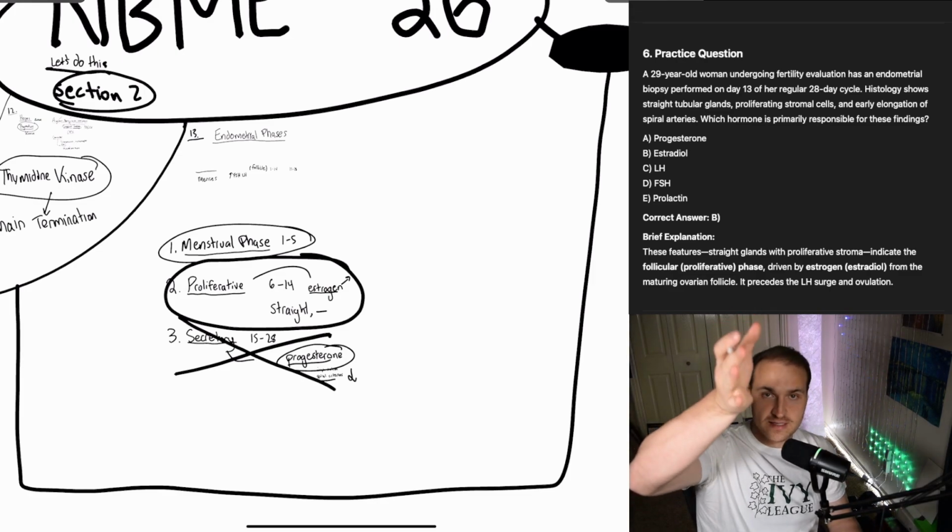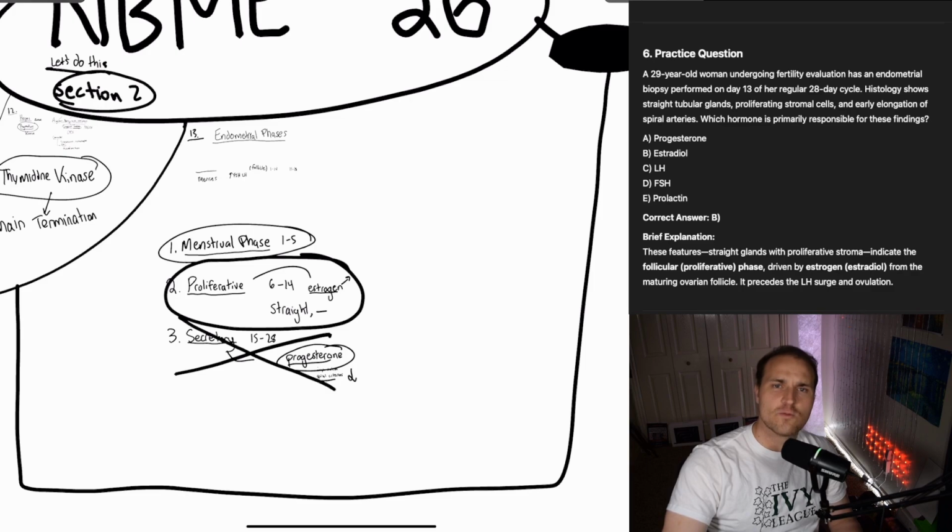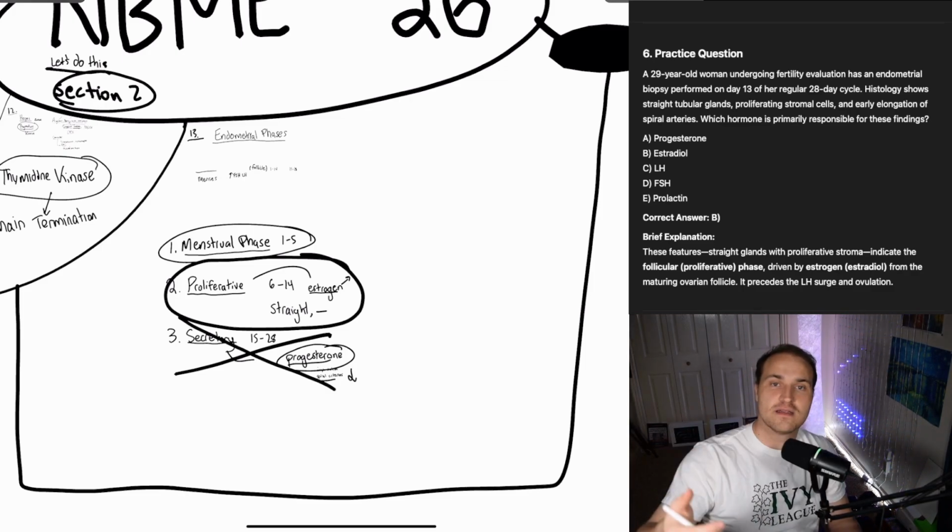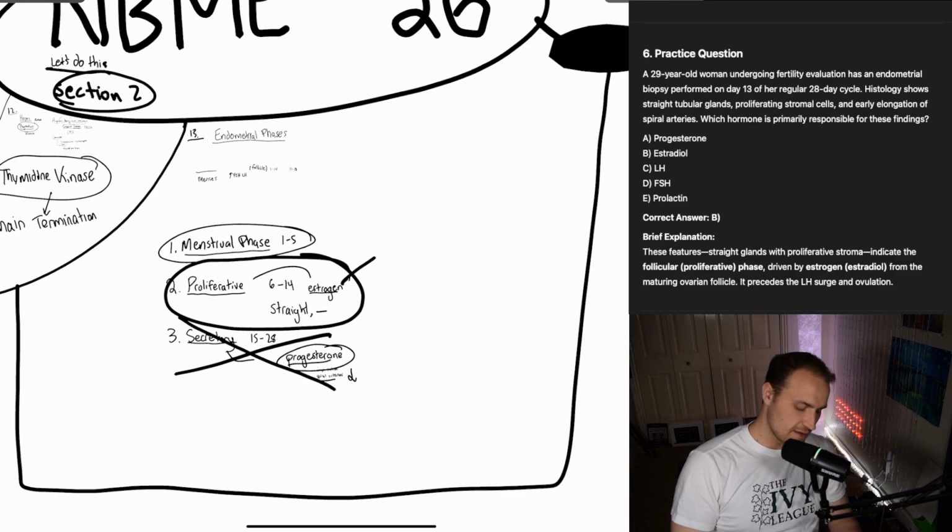And so these straight glands are going to be a dead giveaway histologically. And when ovulation happens, progesterone is going to take over, and that will then transform the endometrium into a nice little home. And that is the reason our answer is going to be estrogen.